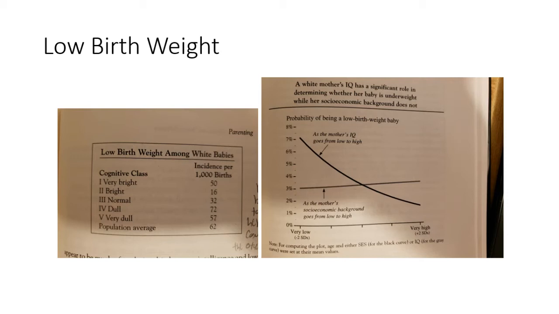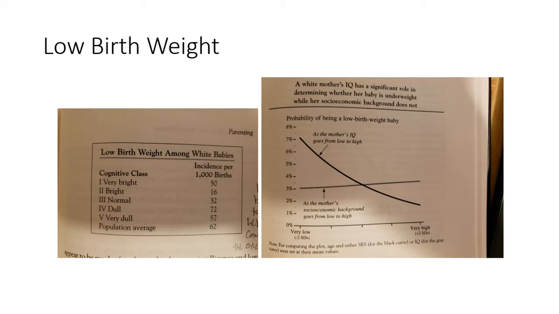Oh, okay. So the graph on the right is controlling for socioeconomic status, right? This is the classic Bell Curve graph where they're taking a look at IQ, taking a look at socioeconomic status, and holding the other variable constant. So in the graph, the probability of being a low birth weight baby decreases as you go from low to high IQ. Socioeconomic status barely has anything to do with it, right?